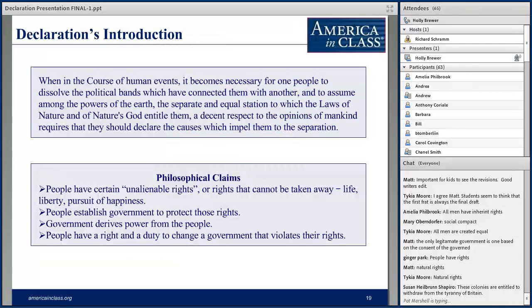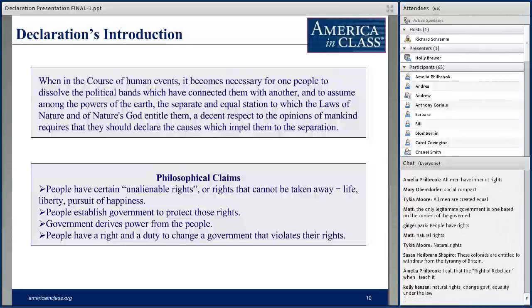So we'll go to the next slide. And here are a few lines. Life, liberty, and the pursuit of happiness are these unalienable rights. People establish government to protect these rights. Government derives power from the people. People have a right and a duty to change a government that violates their rights. And I would actually add to this, after a long train of abuses. That is really emphasized, that it shouldn't be done for light or transient causes, right?